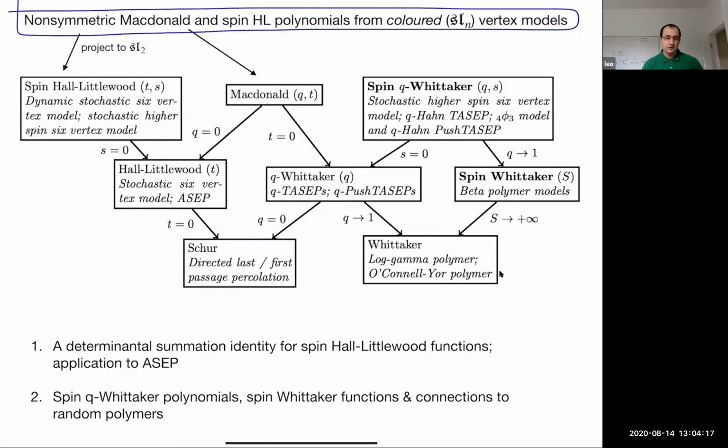Today I'm going to talk first, in a simpler setting, about spin Hall-Littlewood functions and the determinant summation identity for them. And second, there really would be two parts, and they would be mostly independent. The second part is going to be about spin q-Whittaker and spin Whittaker functions, and there are some connections to polymer models, which I'll touch on at the very end. And there are more questions in the probabilistic setup. So mostly I'm going to talk about symmetric functions.